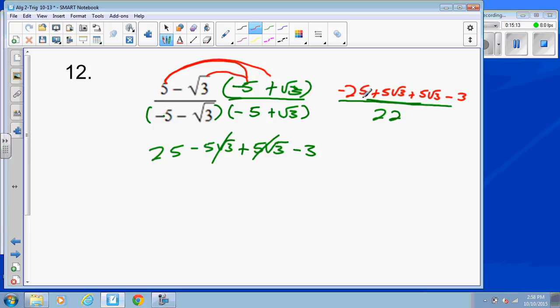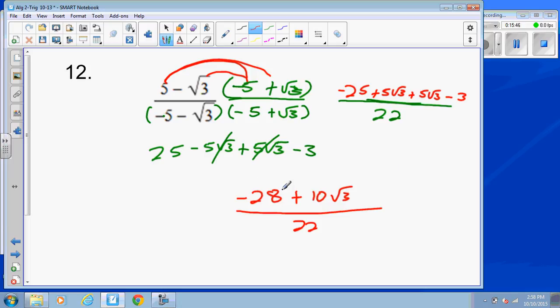So when I simplify the top now, nothing cancels, but I can combine some things together. Negative 25 minus 3 is negative 28. So I have negative 28, and this is all on top of the fraction. And then I have 5 square root of 3 plus 5 square root of 3 is plus 10 square root of 3. And the bottom is 22. And we feel like we're done. We have it in the best form.